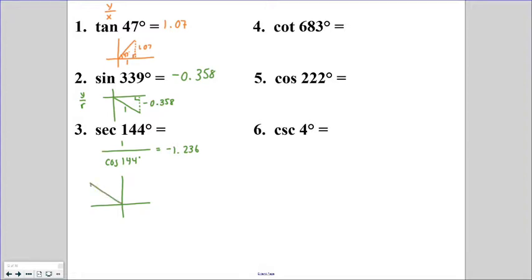I'm going to drop a perpendicular to draw a little triangle here. And secant is the reciprocal of cosine. So secant is going to be r over x here. So what would make secant of 144 degrees equal to negative 1.236? Well, if our value of r was 1.236 and our x value was negative 1, that would work.